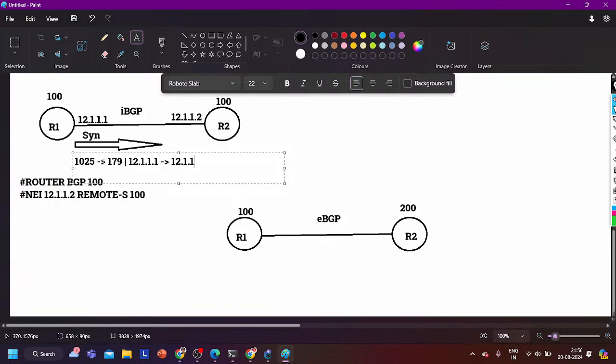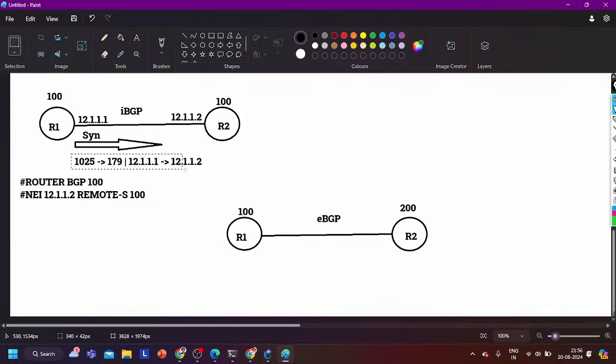12.1.1.2. Source MAC will be the MAC address of R1, destination MAC will be the MAC address of R2. Now router 1 will forward this to router number 2. When router 2 receives it, first of all the router will receive it at layer 2. It will check the destination MAC. If the destination MAC matches, then it will open the packet.